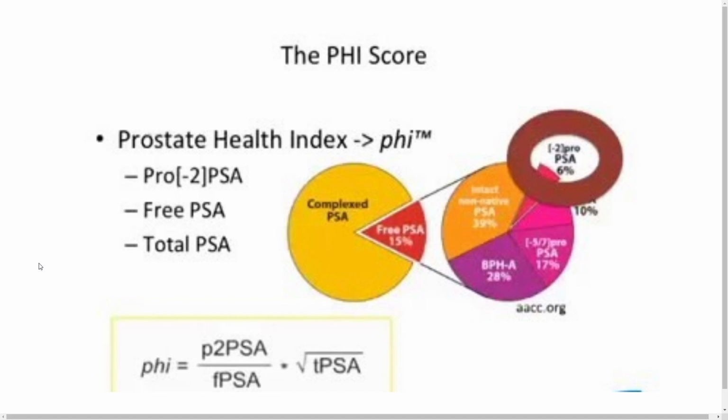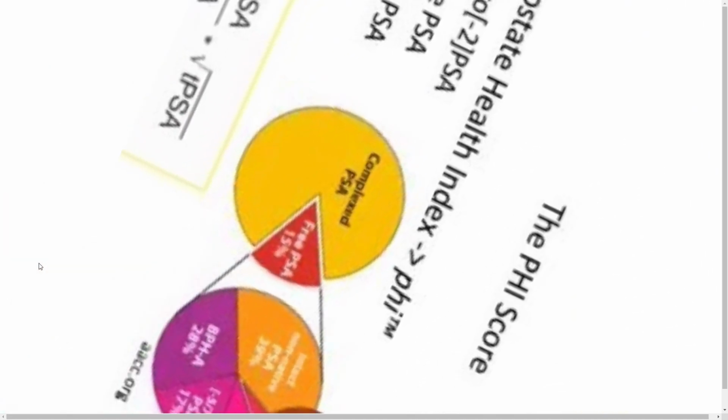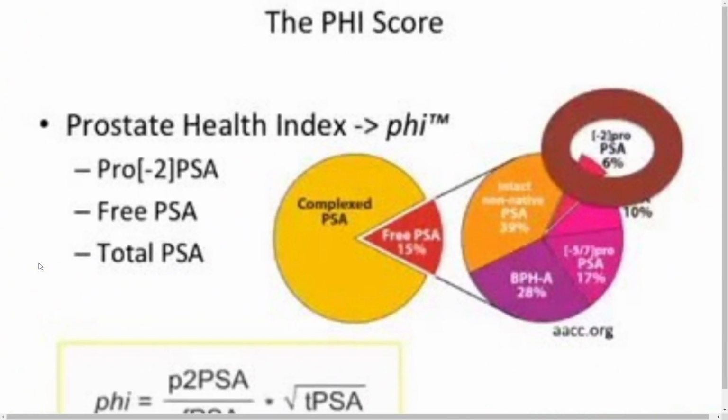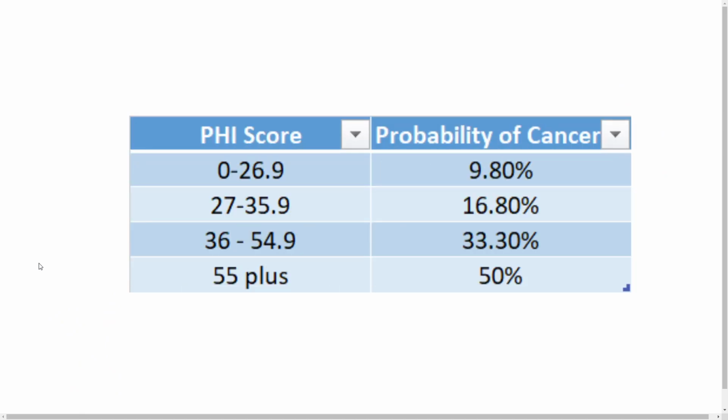The Prostate Health Index, or PHI, is calculated using the formula: -2 proPSA divided by free PSA, multiplied by the square root of the total PSA. Consequently, men with higher total PSA and p2PSA, along with lower free PSA, are more likely to have clinically significant prostate cancer. The higher the score, the greater the probability of diagnosing clinically significant disease upon biopsy. A PHI range between 0 and 26.9 corresponds to an approximately 10% cancer probability, while a PHI score over 55 corresponds to a 50% chance.